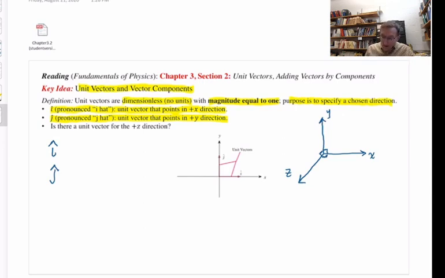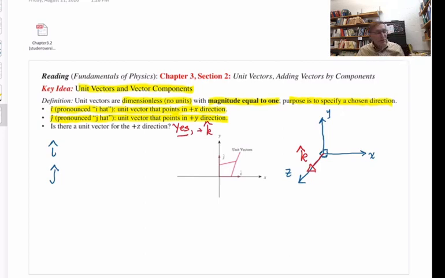Okay? And then, given that kind of a drawing, the unit vector pointing in the z direction has a name and a symbol. It's called k hat. So the answer to this question, yes, there is a unit vector pointing in the plus z direction, and it's denoted k hat.